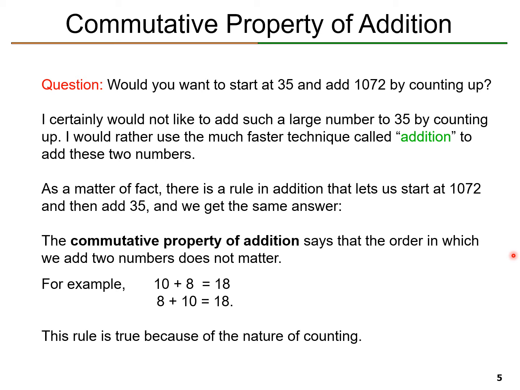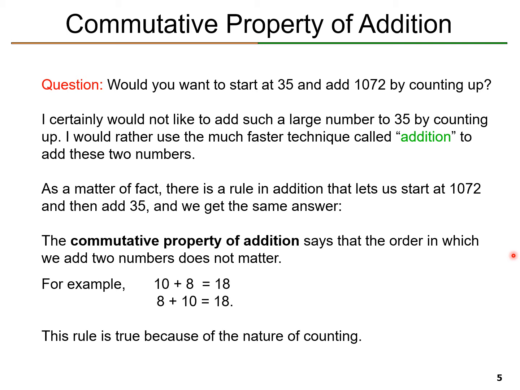Okay, let me repeat that. I can add 35 to 1072 rather than starting at 35 and having to add 1072 by counting up. The reason we can do that is because of the commutative property of addition, which says that the order in which we add two numbers does not matter.